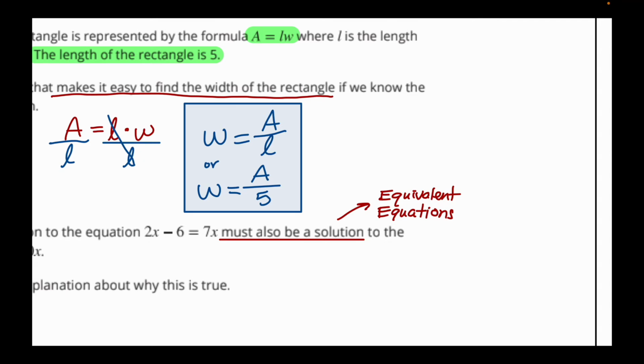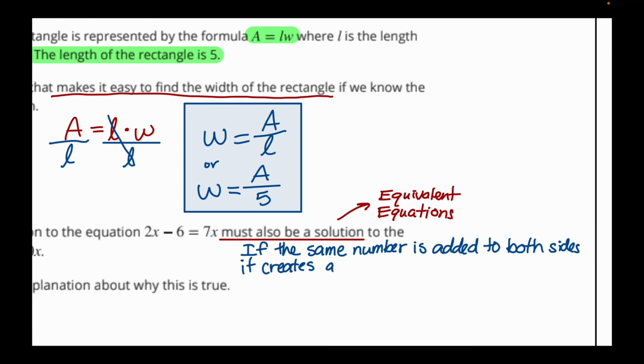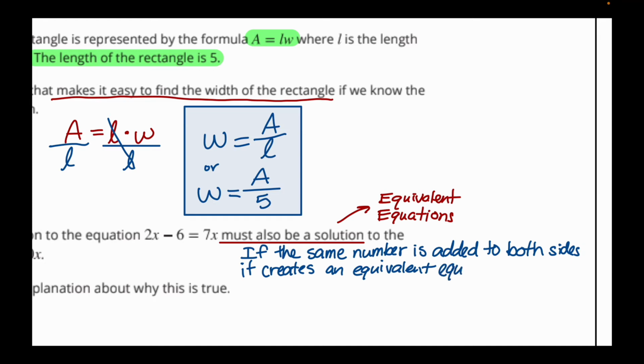So we can say, if the same number is added to both sides, it creates an equivalent equation that has the same solution.